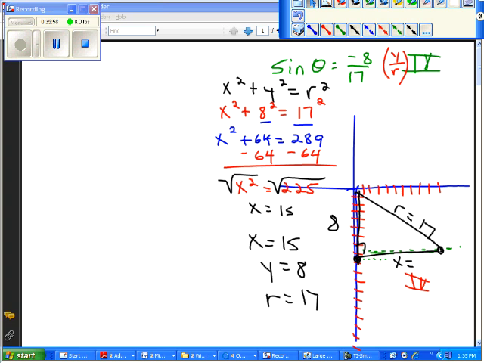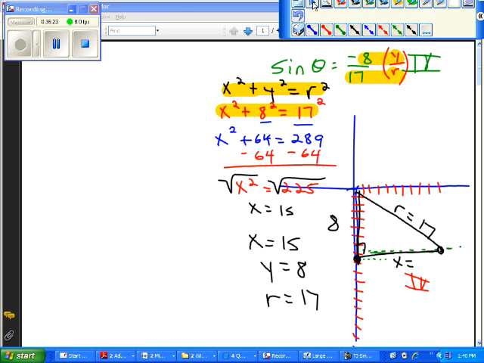Now, you really don't have to draw a picture in the future. You just have to know that sine gave you what? Sine gave you y and r, and you don't really need the negative, right? So you're just going to plug that into the Pythagorean theorem. You didn't really have to draw a picture. I just wanted you to get a visual of it, you see.